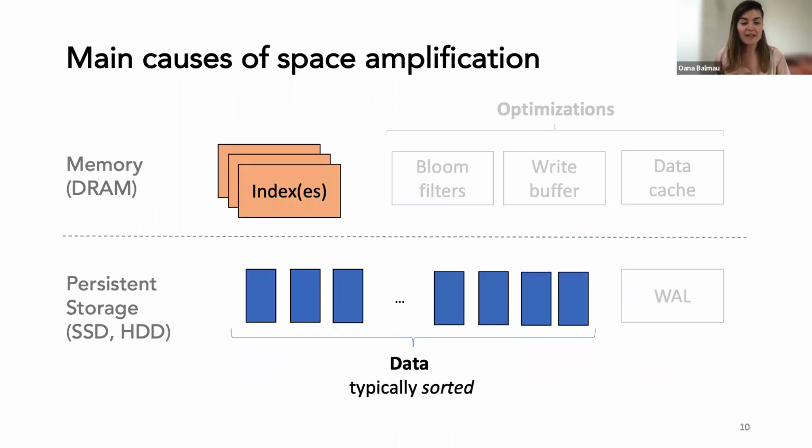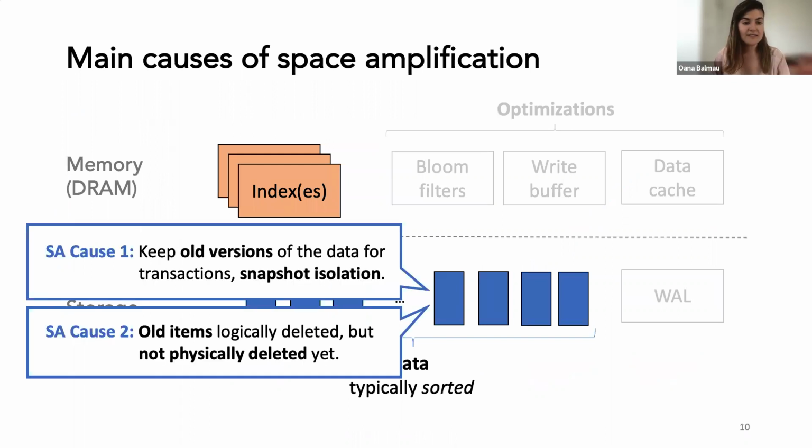Some of the main causes of space amplification are at the data level and at the metadata level. First, at the data level, if we want to run transactions on a consistent version of the data, typically key value stores run the transactions under snapshot isolation. And I will talk a lot more about snapshot isolation in a few minutes. But this is a cause of quite important space amplification.